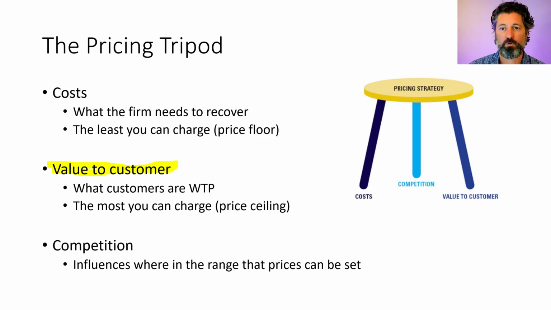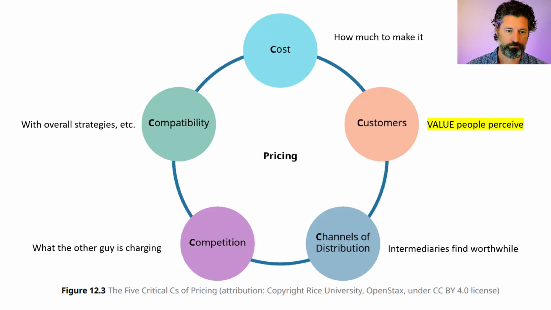So because price is one of the big 4 Ps in our marketing mix, it's going to be part of those tools that we use to position ourselves against competitors. So I do have value to customers highlighted there because I think that's often overlooked more than it should be. We really need to be thinking about our products and services and experiences in terms of the value that they provide to customers and what they would be willing to pay for them.